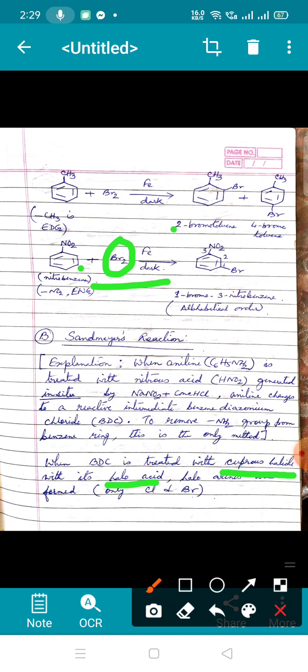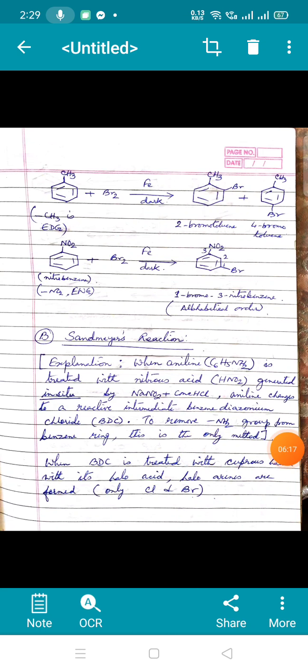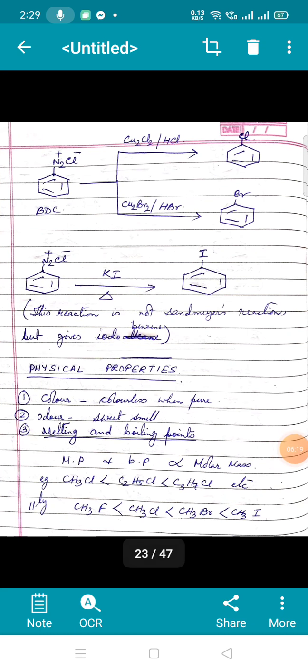That means if you take cuprous chloride, then you should take HCl. If you take cuprous bromide, then you should take HBr accordingly. Then we can get haloarenes. Let's try to understand the reaction. You can see this is the structure of BDC.